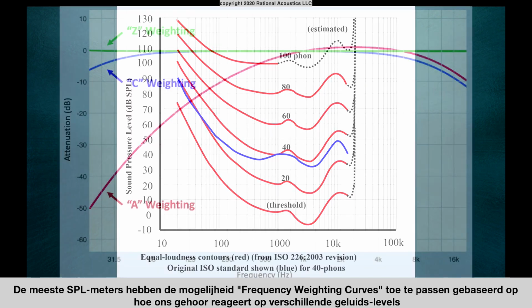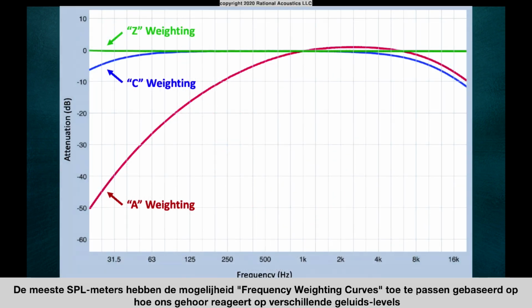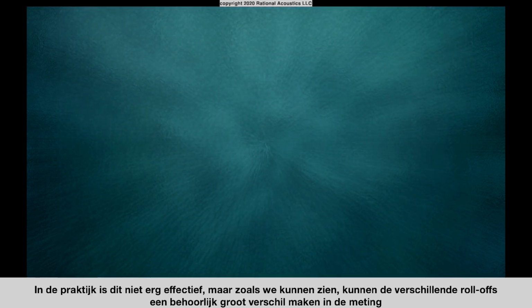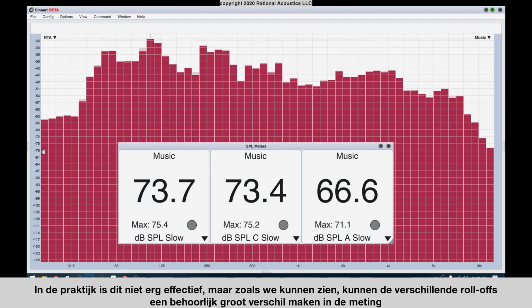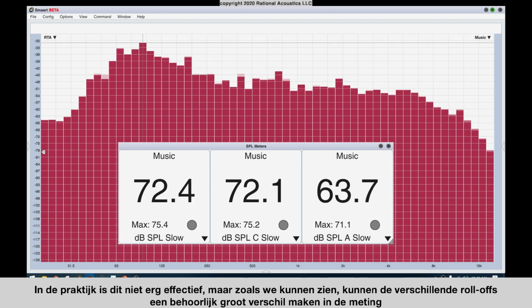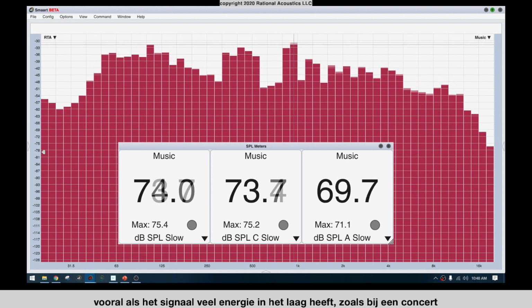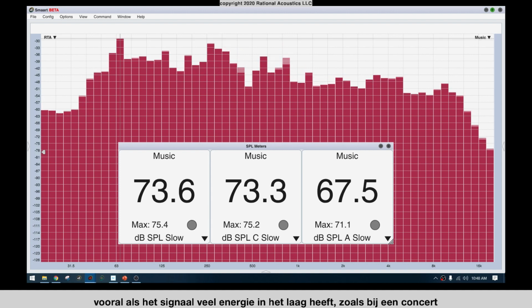Most SPL meters offer frequency weighting curves intended to mimic our hearing response at various levels. In practice, this isn't very effective, but as we can see, the varying roll-offs can make quite a big difference in the measurement, particularly if the signal has a lot of low-frequency energy, like at a music concert.